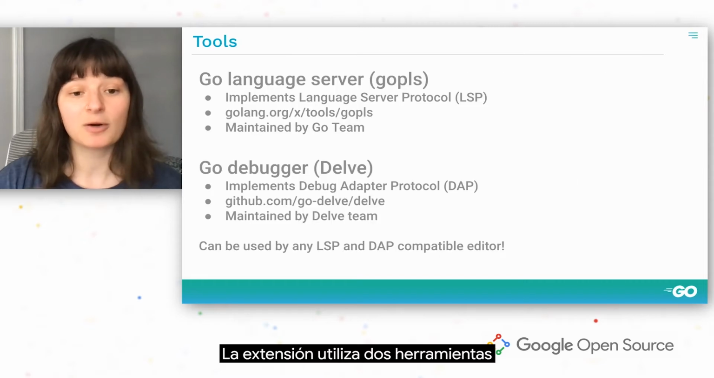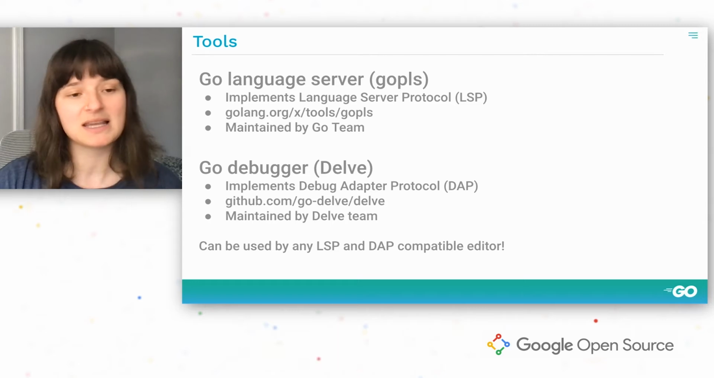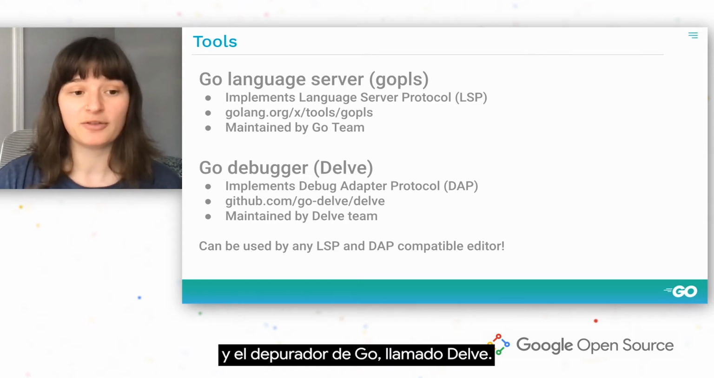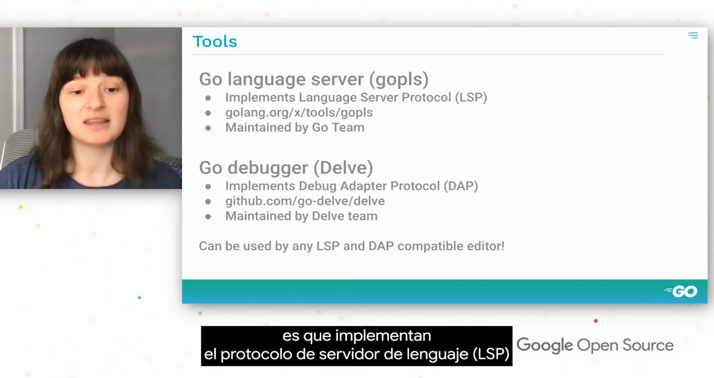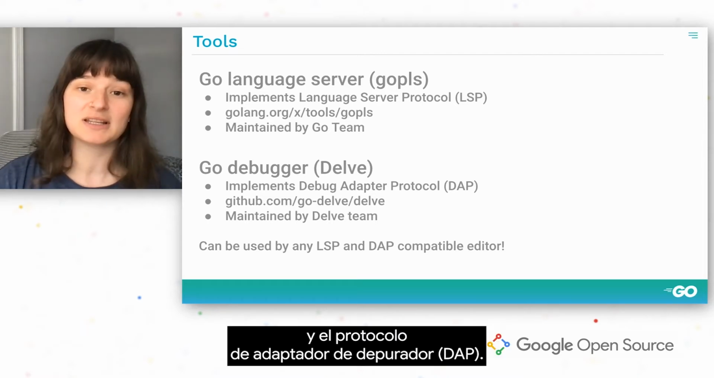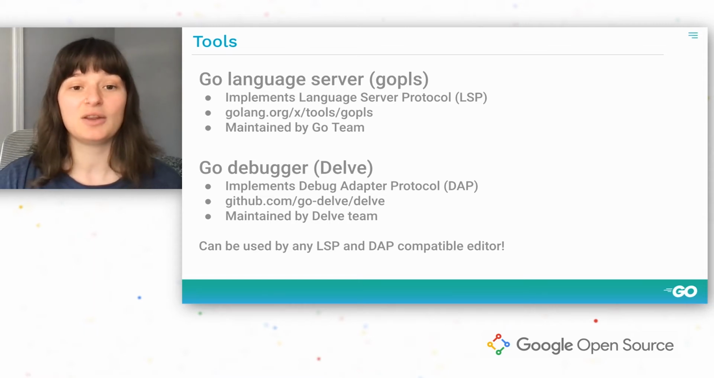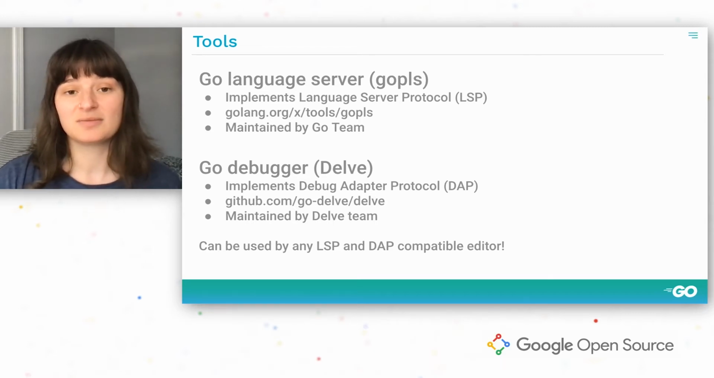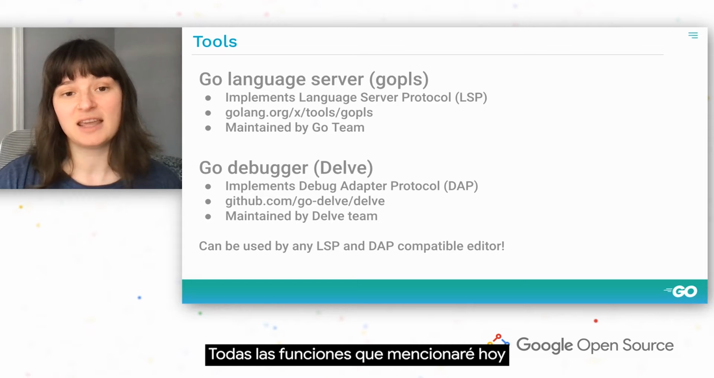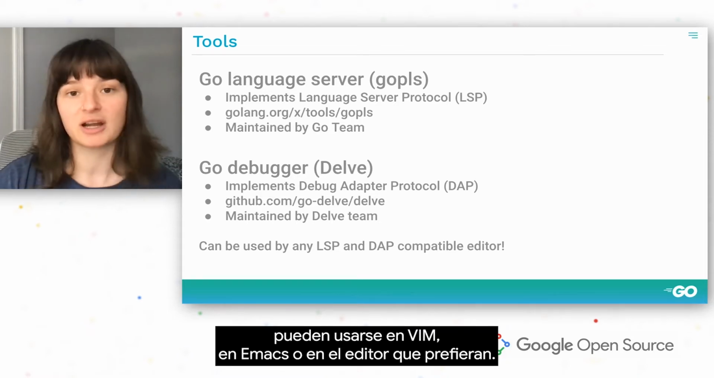The extension is powered by a couple of tools, the Go language server, also known as gopls, and the Go debugger, which is Delve. What's really great about these tools is that they implement the language server protocol and the debug adapter protocol respectively. And this means that these can be used from any editor that implements the LSP or DAP spec. And so all the features that I'm showing today, you could also access in Vim or Emacs or whatever your editor of choice is.